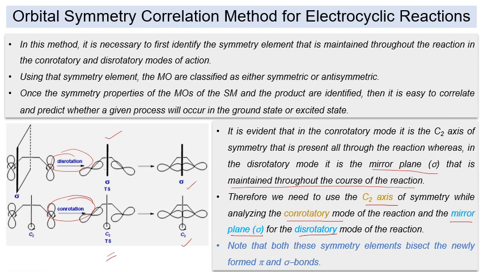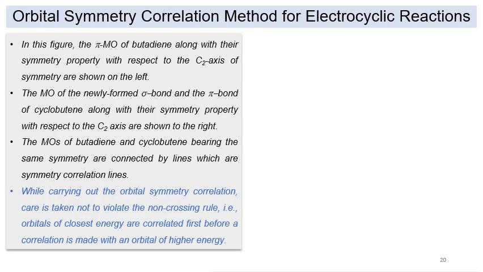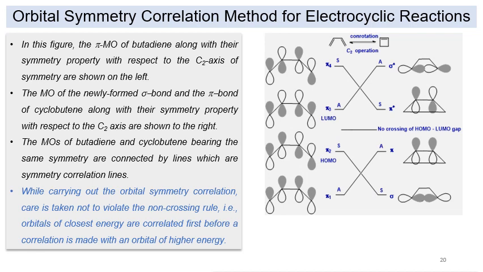Okay. What we need to consider here is the transition state. Alright, so let's see the molecular orbitals of butadiene with symmetry properties with respect to the C2 axis, that is for conrotation, and for cyclobutene. So what we are seeing here is the butadiene molecular orbitals and their symmetry elements, whereas we are seeing here for cyclobutene and the orbital symmetry.